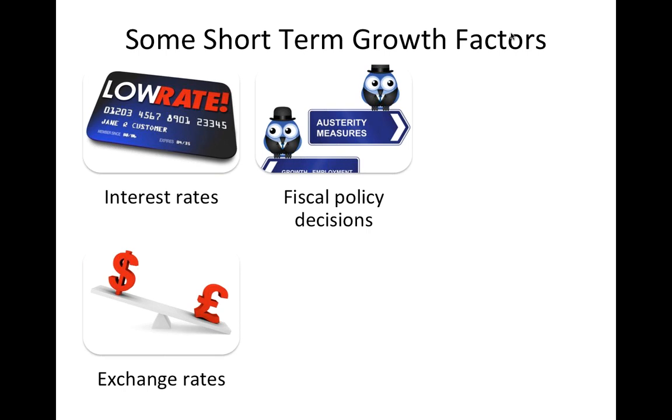Another key short-term growth factor is fiscal policy. And I'm sure you've been following the debate in and around the election about the coalition's fiscal austerity program and what's the best policy for cutting the deficit, how far and how fast should the deficit be cut. These decisions on government spending on tax, they have a big effect on the growth rate.